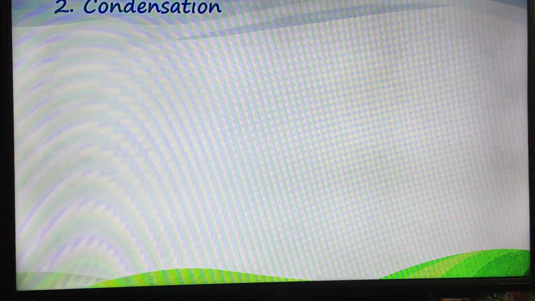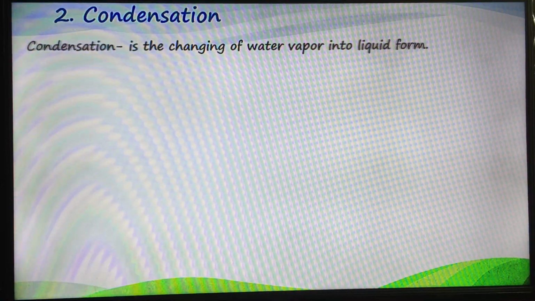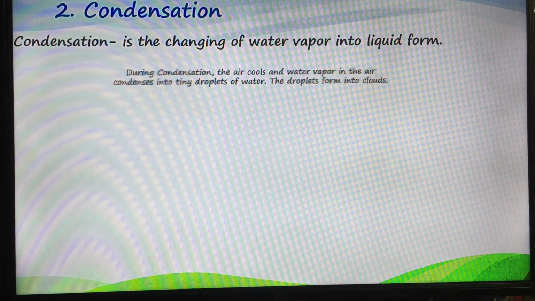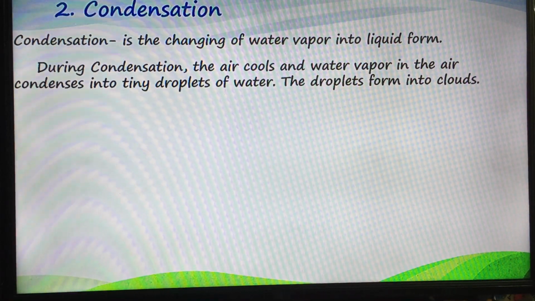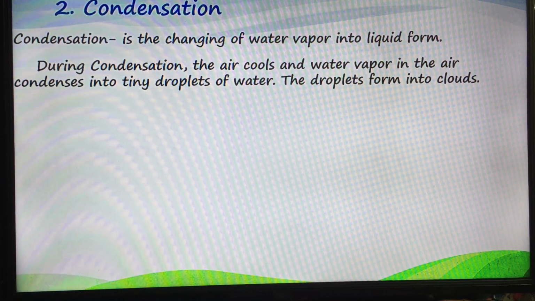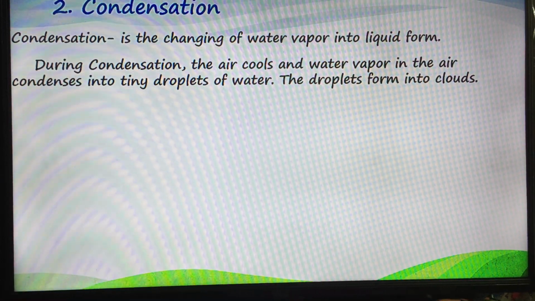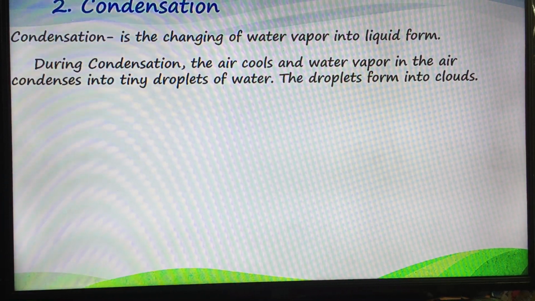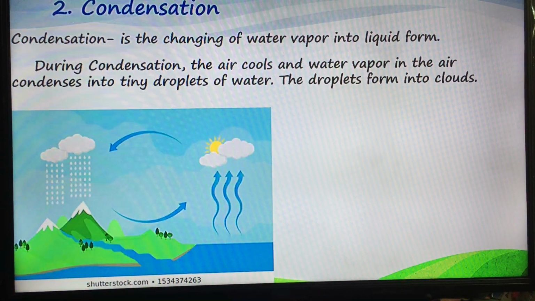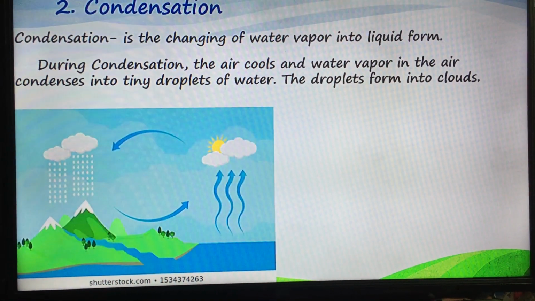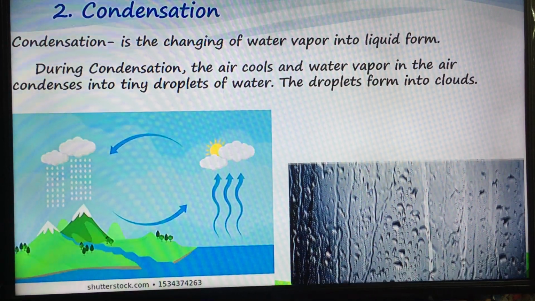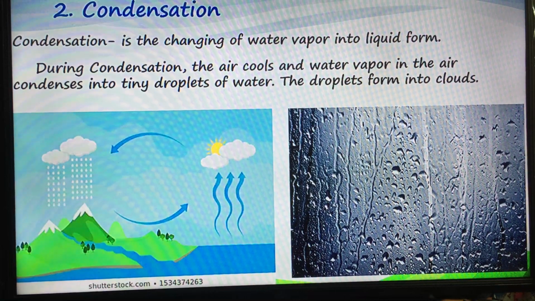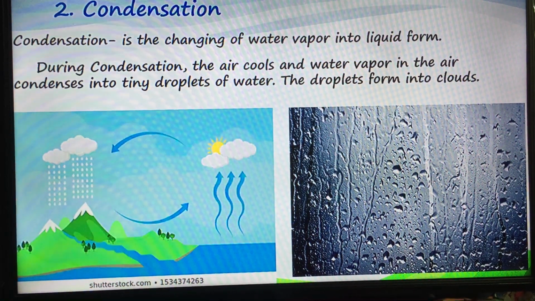The second one is condensation. Condensation is the changing of water vapor into liquid form. During condensation, the air cools and water vapor in the air condenses into tiny droplets of water. The droplets form into clouds, and it shows like this. And this one, it was formed there in the clouds in the form of droplets.